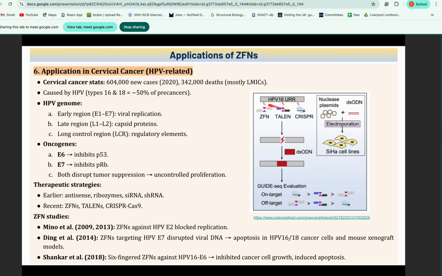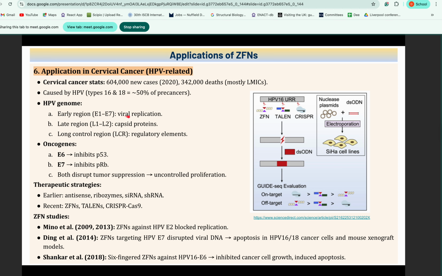What they do is that in this HPV virus, they make double strand breaks in such a way that the region which is responsible for binding to the tumor suppressor genes gets affected, due to which it no longer binds to these proteins, these genes, and ultimately it cannot lead to cancer. There are different scientists who have worked on it, Mino et al. in 2019 and 2013. They have designed zinc finger nucleases against the HPV E2, which block the replication.